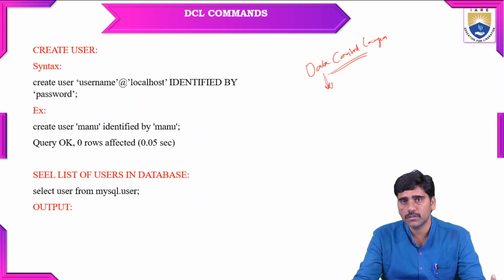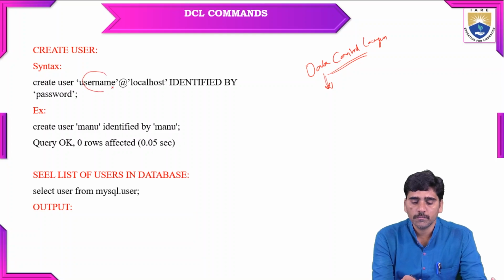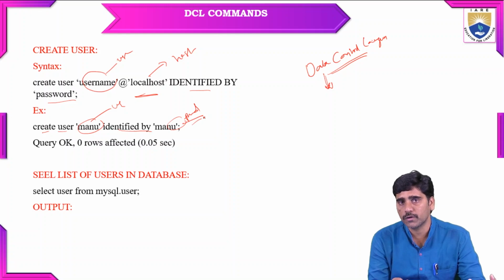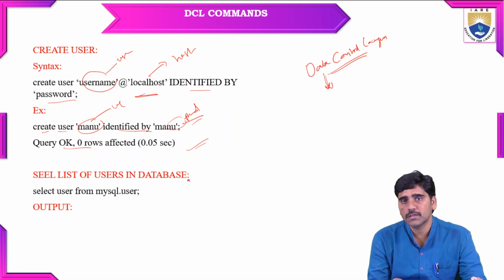To do that process, we need to create users first of all. So how can we create a user? CREATE USER username@localhost, where localhost is the host, IDENTIFIED BY password. For example, create user Manu identified by Manu. This is the username and this is the password. So I am creating a user with the name Manu and password Manu. The query is OK, 0 rows affected. That means the user is created.